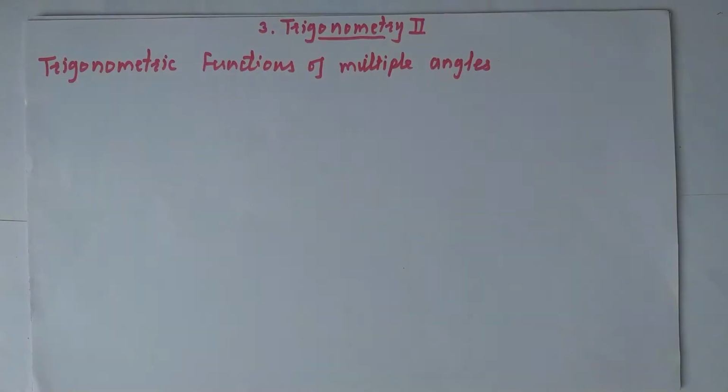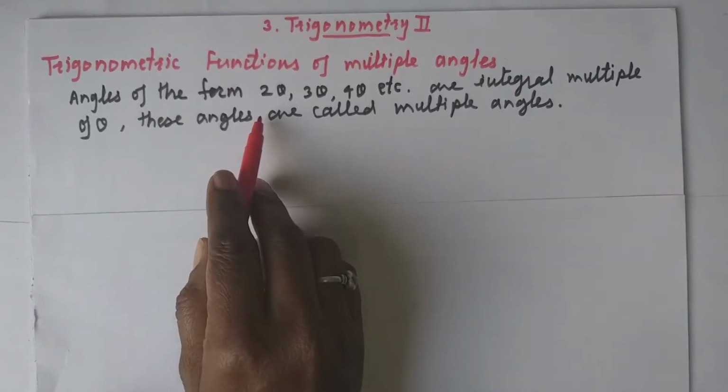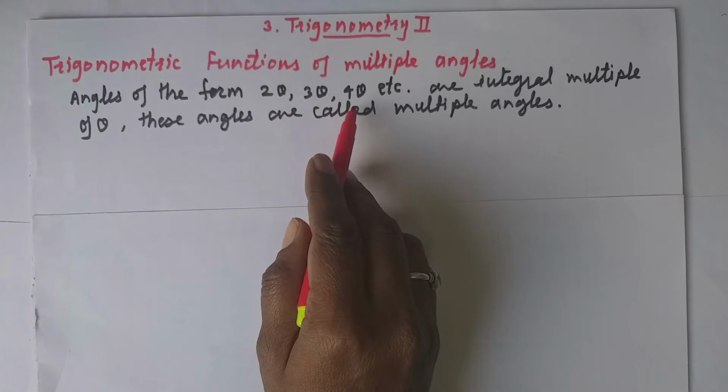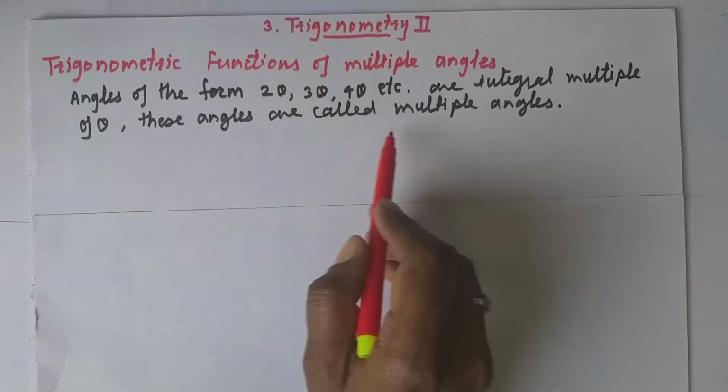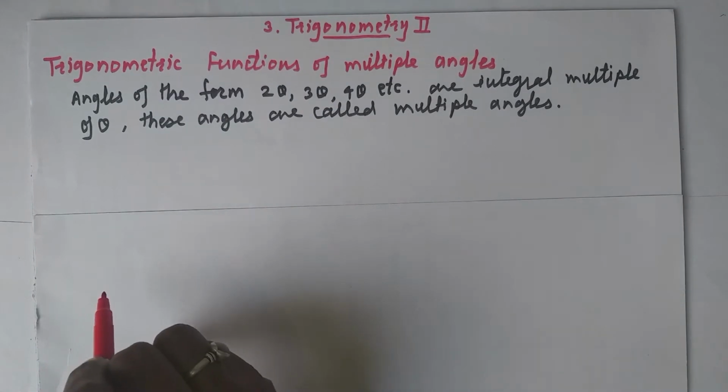Dear students, today we will see trigonometric functions of multiple angles from the chapter Trigonometry 2. Angles of the form 2 theta, 3 theta, 4 theta, etc. are integral multiples of theta. Therefore, these angles are called multiple angles.